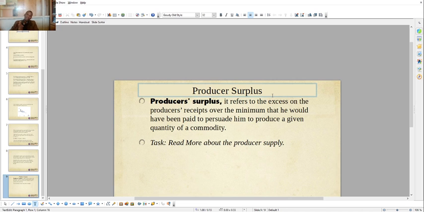Please read more about the producer's surplus. You have some price in mind, what you're willing to accept in order to produce. But reaching there, you find something you would have never thought of. Maybe the price has doubled, has tripled. You get more than you would have accepted. That difference is what they call the producer's surplus.